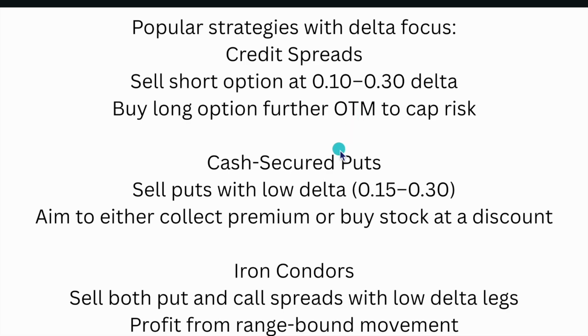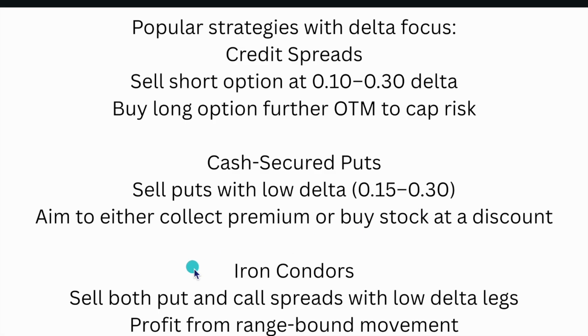Cash secured puts, lowest delta again around 0.15 to 0.3. And this is to either collect premium or to buy a stock at a discount. So let's say I really like the stock that's at 200, but I think it's a little overpriced. Maybe I sell the put at 190, and I'm perfectly fine getting assigned at that 190 to hold it for the long term. Or you could do the wheel strategy, sell covered calls. And I'll typically sell covered calls at a similar delta at the positive 0.15 to 0.3.